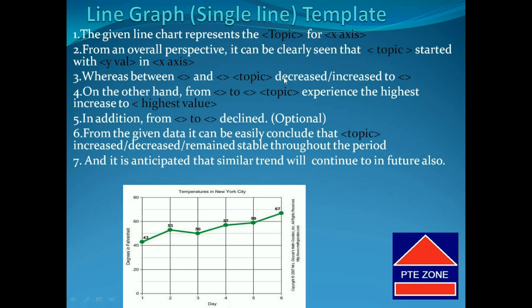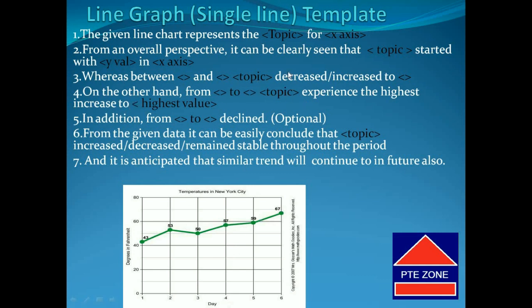So I'll just read the template, only the template. What I'll say is: the given line chart represents the topic for given x-axis. From an overall perspective, it can be clearly seen that the temperature, or whatever topic it is, started from whatever value it is, whereas between this and this portion the value increased. Similarly, on the other hand, the same thing experienced the highest increase.